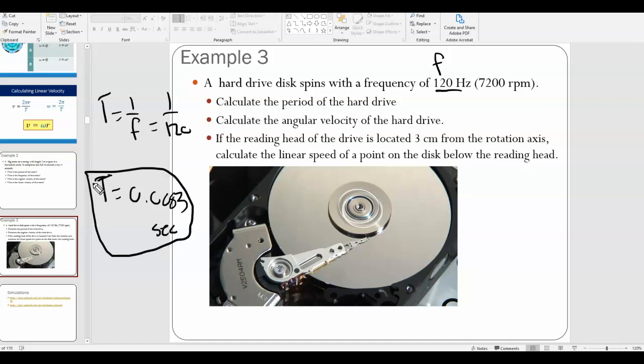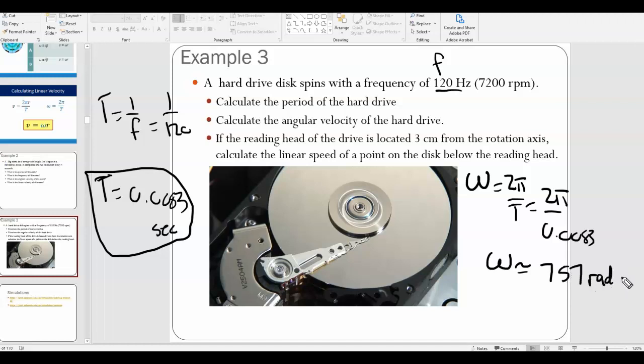The second question asks us to find the angular velocity of the hard drive. Again, given the period, it makes sense to use the equation that has period in it. So that would be 2 pi divided by 0.0083. And so I get an angular velocity when I do that in the calculator, 2 pi divided by 0.0083, I get 757 radians per second, which is quite fast, of course.